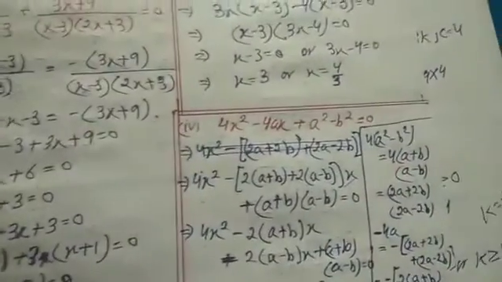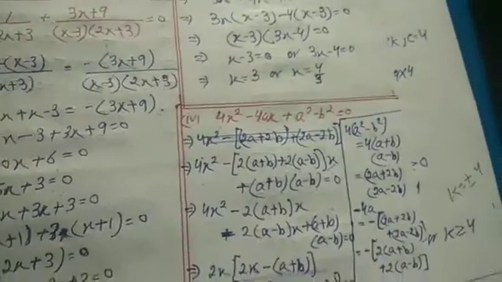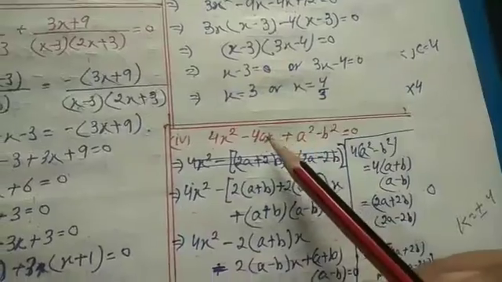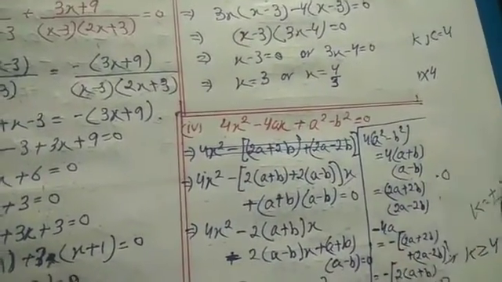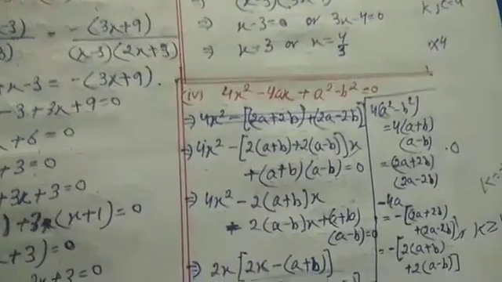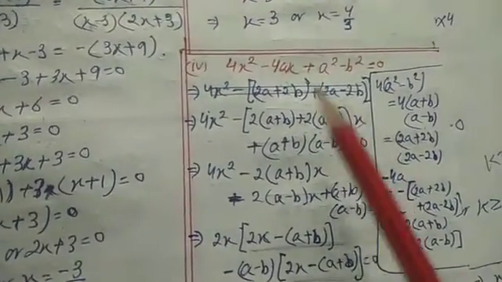Now looking at the next question, we have here 4x square minus 4ax plus a square minus b square equals 0. Now solving these questions with the quadratic formula or the Shridharacharya method is very easy, but if the question is to be solved only by factorization, then we have to take care of this. So look here how to solve this question.